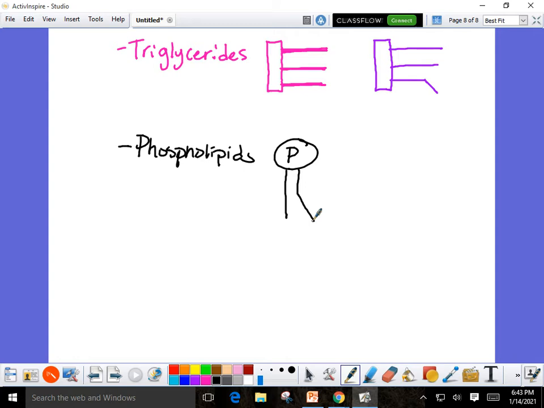The phosphate head is hydrophilic, so it loves water. The fatty tails there are hydrophobic, and so it dictates how the cell membrane is held together. So phospholipids, part of the cell membrane.